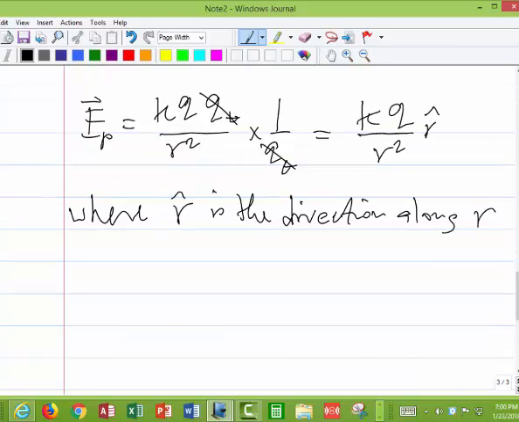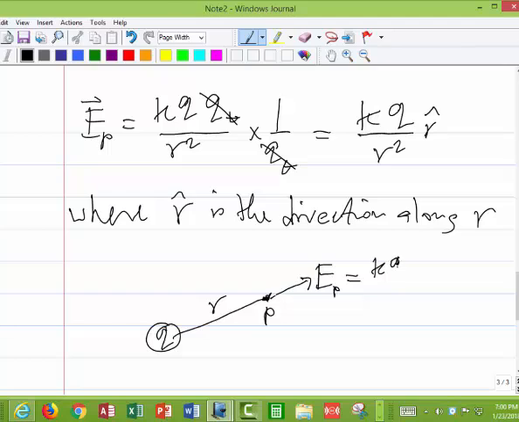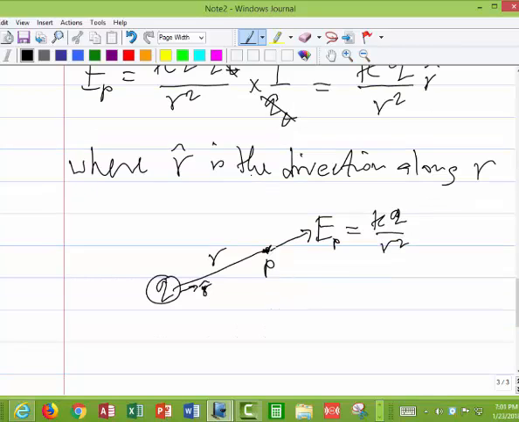Okay, so we have our source charge Q at some point in space. The distance to the point P is given by R, and so at this point there's an electric field E at the point P, which is given by K Q over R squared times R hat, where R hat is the unit vector along R. So it just tells us that the electric field is radially directed. So the electric field moves radially from the point charge.